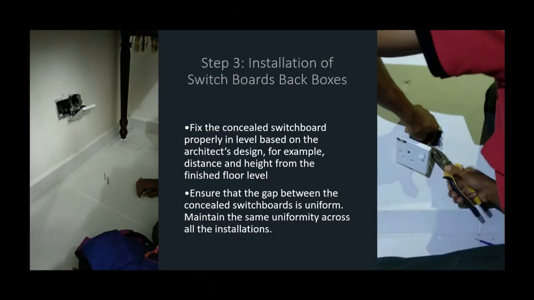Step 3. Installation of the switchboard back box. Fix the concealed switchboard properly in level based on the architect's design, for example, distance and height from the finished floor level. Ensure the gap between the concealed switchboards is uniform. Maintain the same uniformity across all the installation.